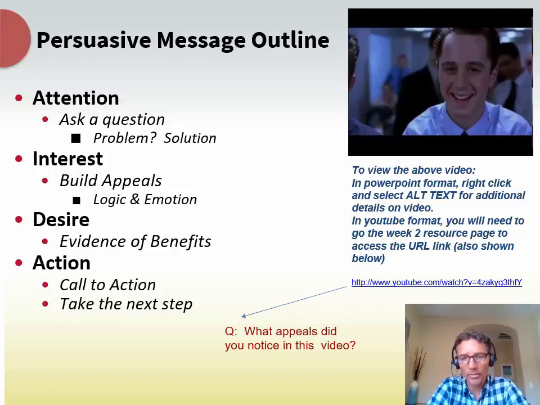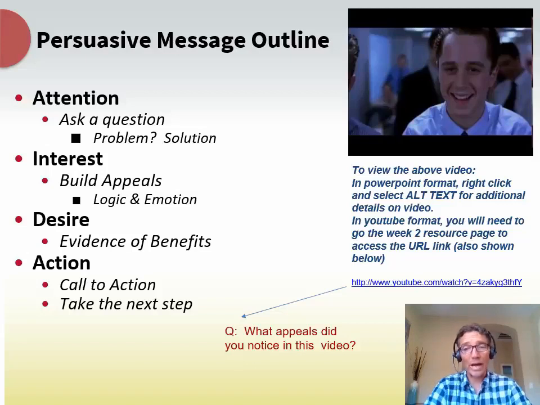Logical appeals are all about, it's going to save you time, it's going to save you money, things along those lines. Emotional appeals are, it's going to make you look better, it's going to make you more attractive, it's going to make you feel better about yourself, you're going to feel more powerful and confident. Those are emotional appeals.